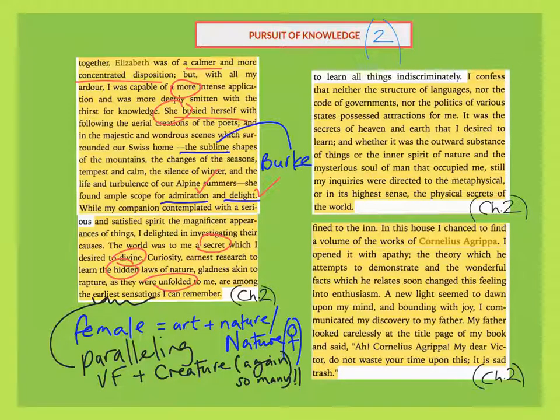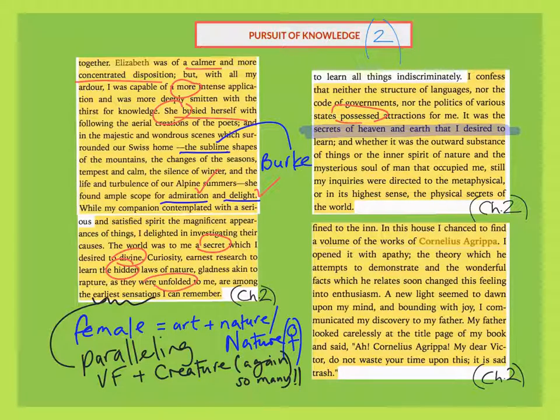Staying on that idea of unearthing the hidden, I confess that neither the structure of languages, these other fields and disciplines of study, possessed attractions for me. Look at possessed again, that inspirited. This is a zeal and an ardour which does possess, take over and control men like Walton and Frankenstein. No, it was the secrets of heaven and earth that I desired to learn. So your Prometheus stuff here, your sort of Faustus for transgressive, forbidden knowledge.